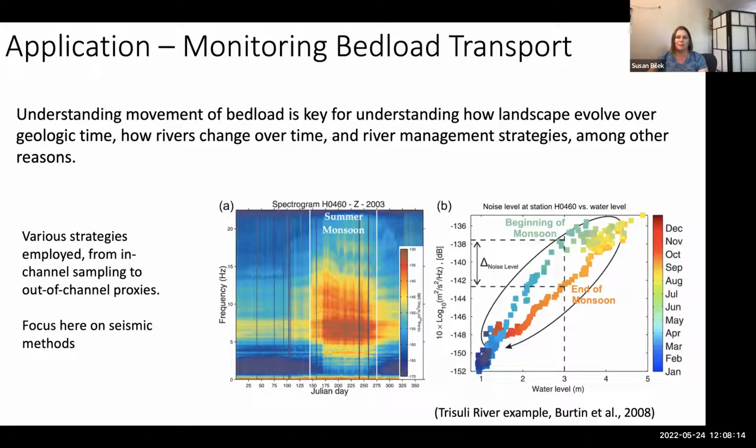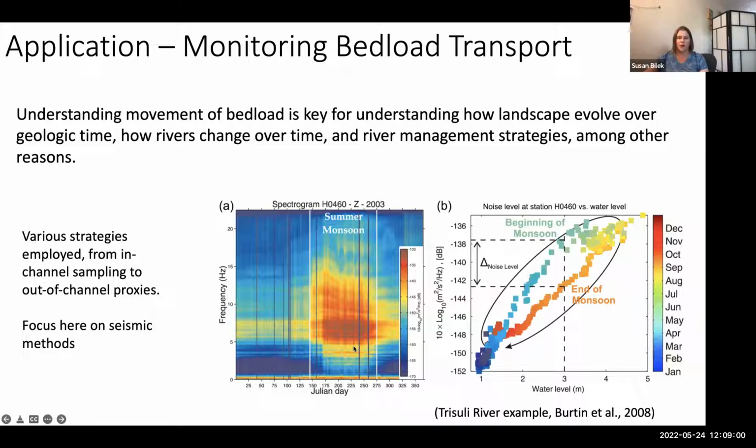One of the earlier applications of seismic data to bedload transport is nicely shown in this figure. It comes from an experiment in the Himalayan mountains, deployed for tectonic purposes, but they characterized signals that they associated with changes in water flow along a large mountain river where the station was located. This spectrogram, taken over a year, clearly shows a period of higher power that corresponds to the summer monsoon rains.